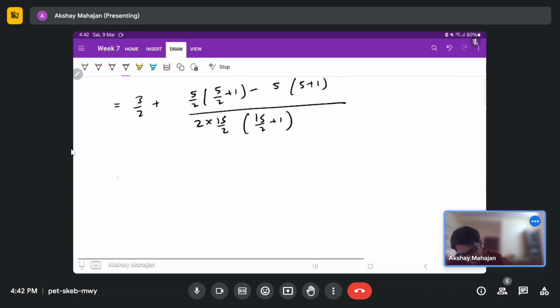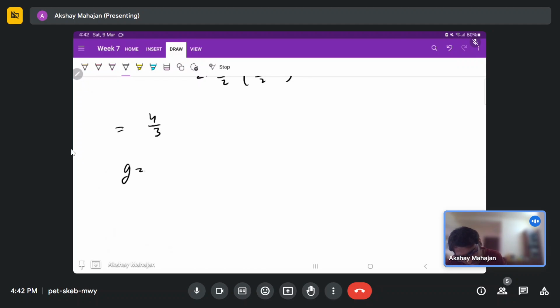Alright, so this you can check basically. I'm just going to write the final answer. By doing this calculation you will get 4 by 3. So our g will be equal to 4 by 3.